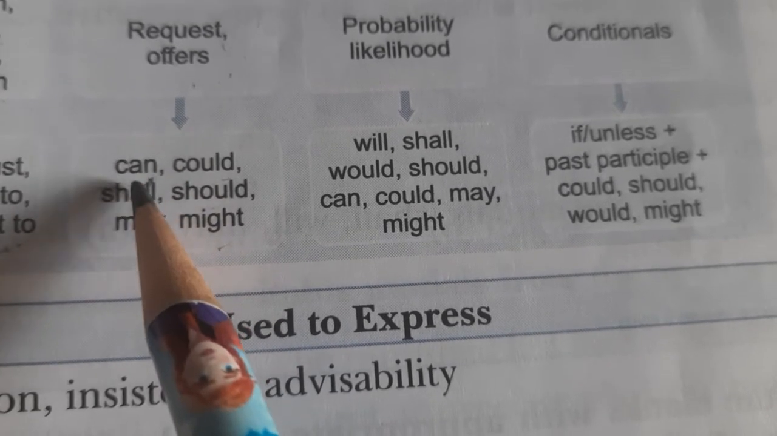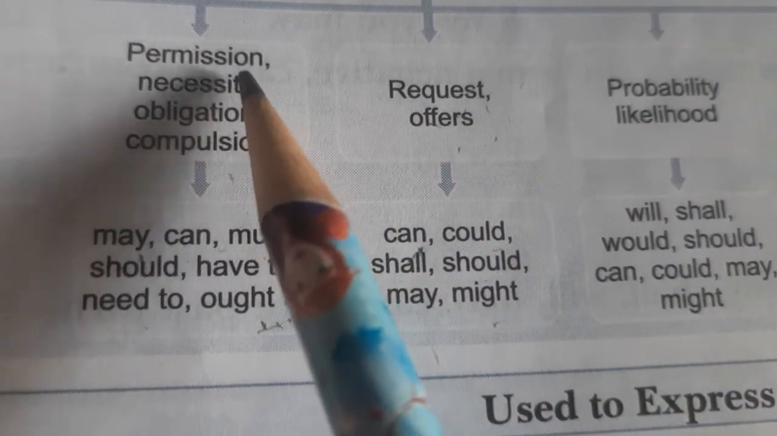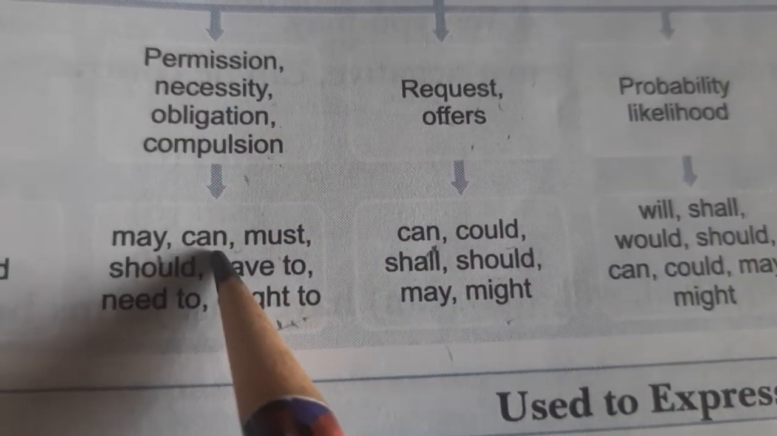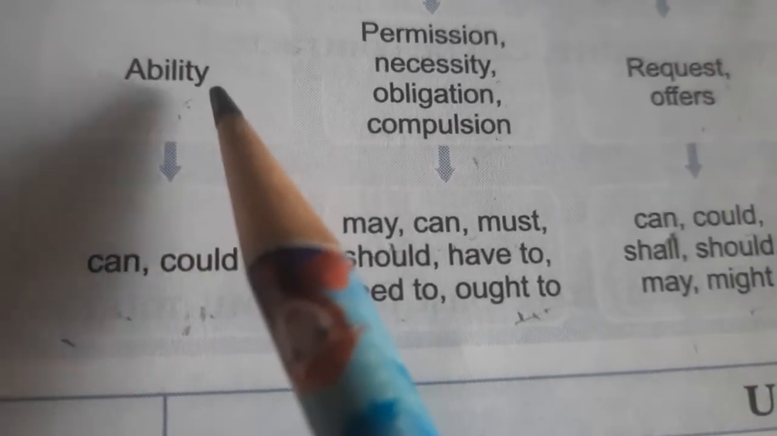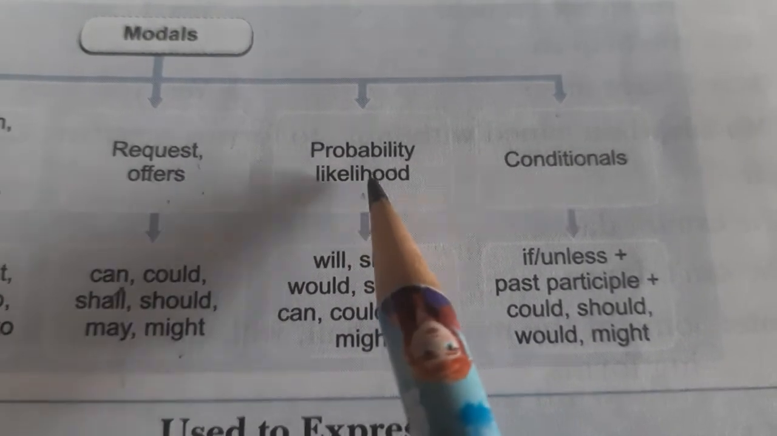So this word can be used in the form of a request, or for seeking permission also can is used, and even for showing the ability can is used. So a single word is used in so many different ways. Next comes the probability or the likelihood.